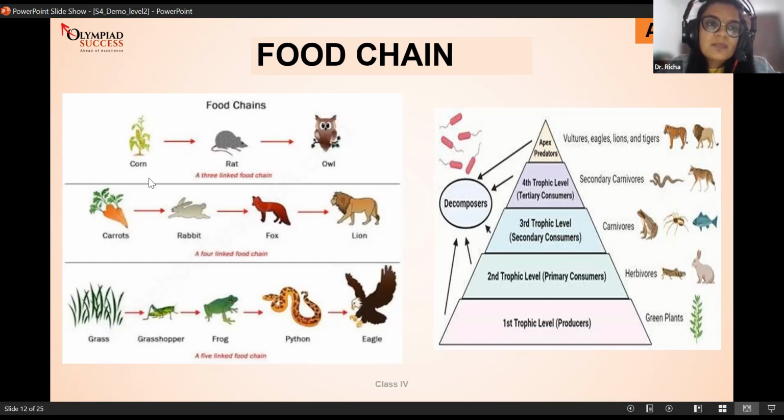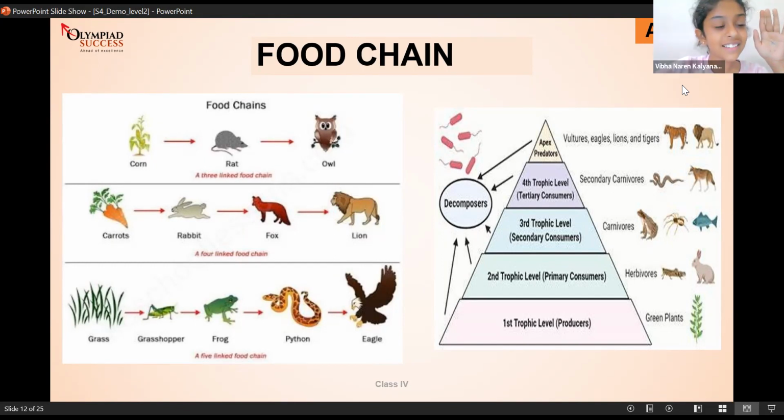The one which eats the plants directly is your primary consumer. The one which eats the primary consumer is the secondary consumer. If there is another one, tertiary consumer, and the one on the very top, the one who is eating them all, is called apex predator. I have given you a few examples here: your vultures, your eagles, your lions, tigers. Can you give me another example? An apex predator, you think who can hunt and kill others?